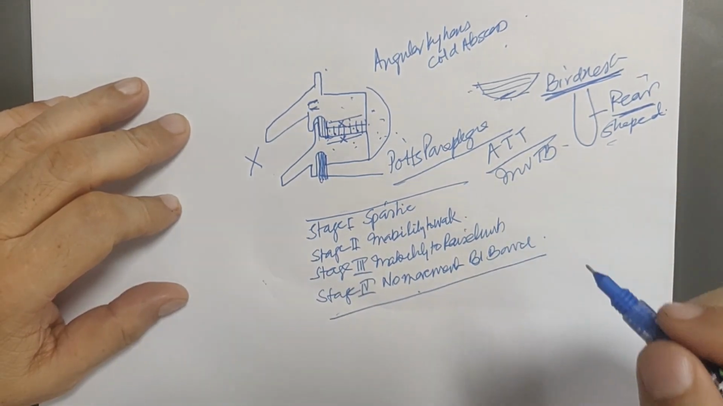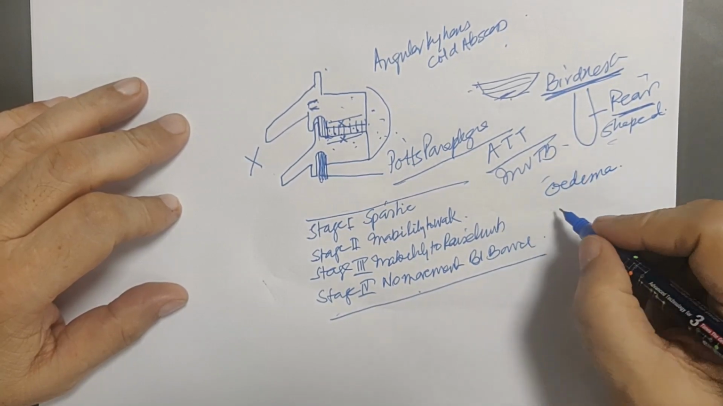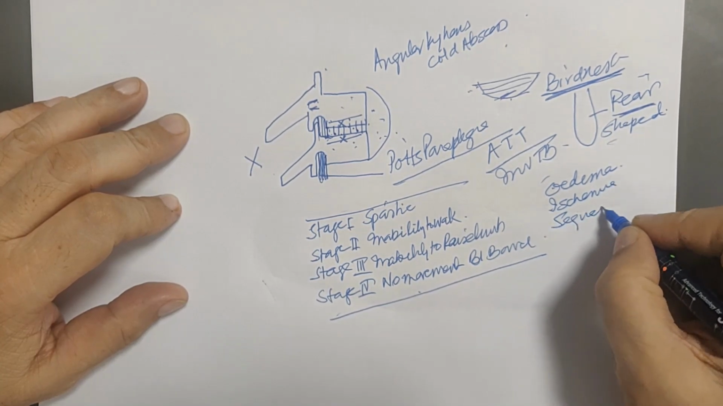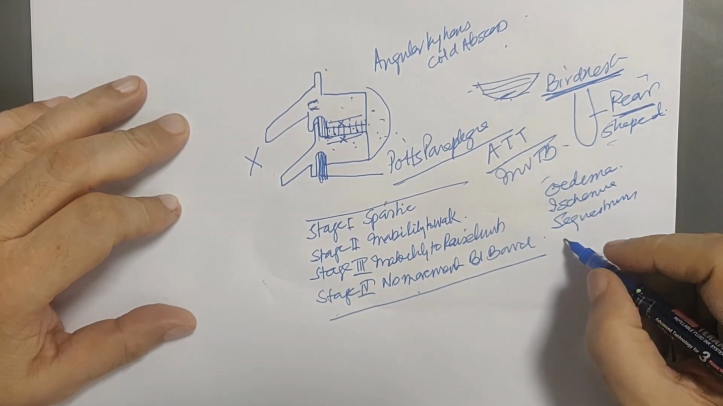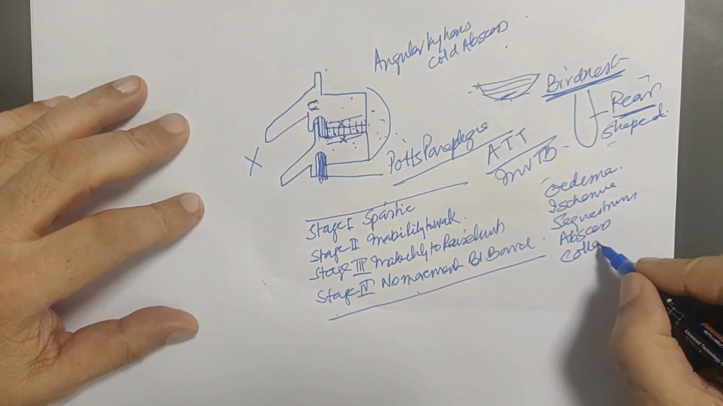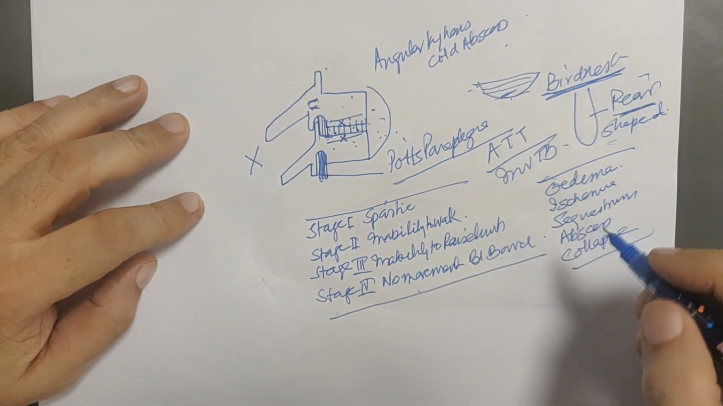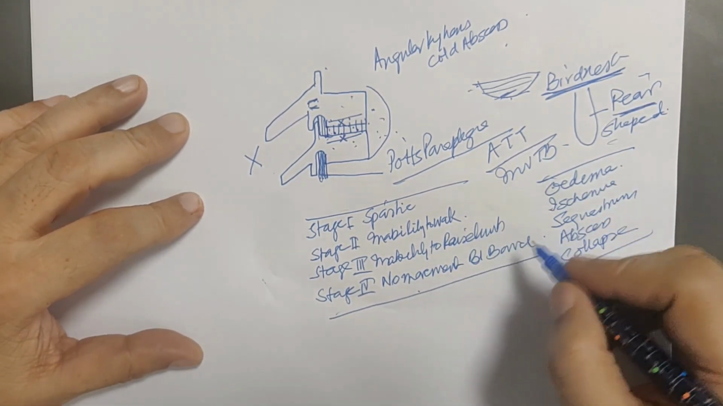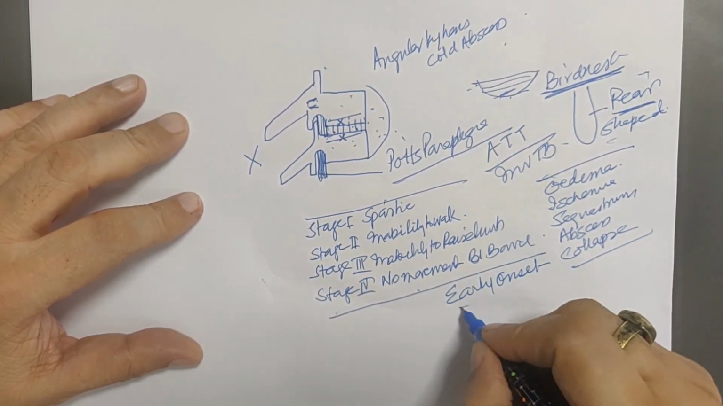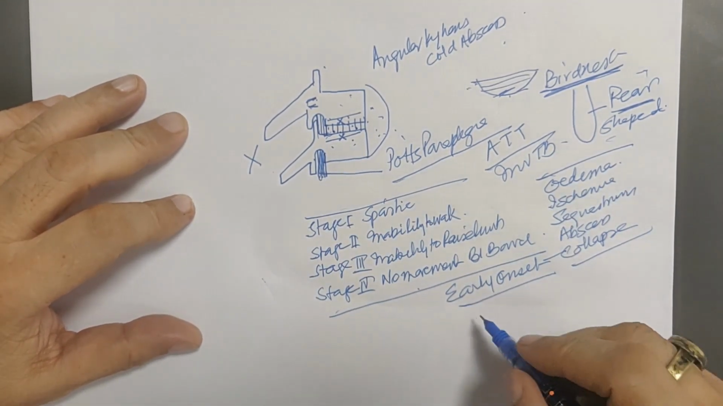Now, what pathology produces paraplegia? Just remember inflammation: it is edema, it is ischemia, it is sequestrum, it is abscess, it is collapse. So this pathology produces a Pott's paraplegia. Another classification: this pathology produces early onset Pott's paraplegia. Now, this early onset is within 6 months of appearance of vertebral symptoms.